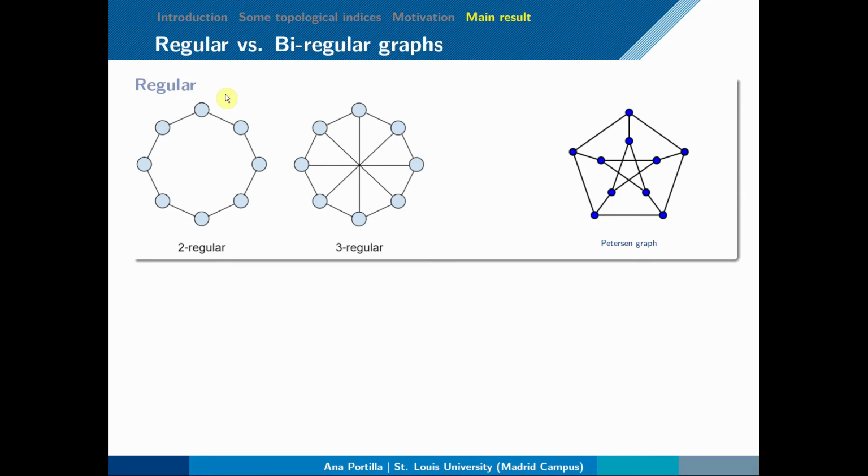So the equality is attained for regular or biregular graphs, but what's that of a regular or a biregular graph? Well, a regular graph is one in which all the vertices have the same degree. That's to say, each vertex has the same number of neighbors as the others. Here we have two examples: a two-regular graph where every vertex has degree 2, or a three-regular graph where all its vertices have degree 3. And Petersen's graph is just a famous example of a three-regular graph.